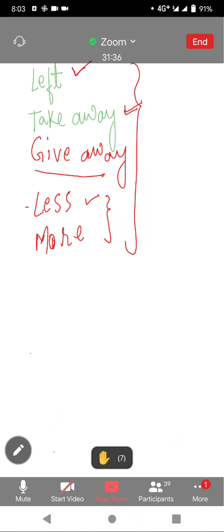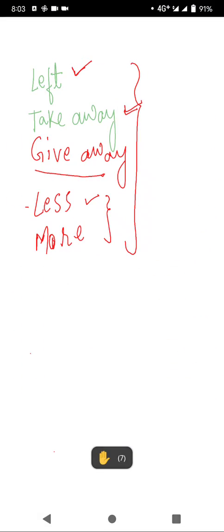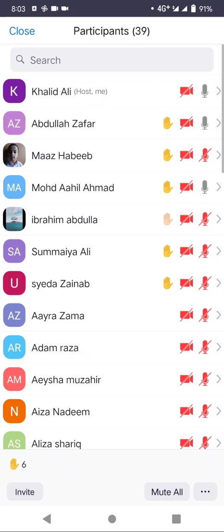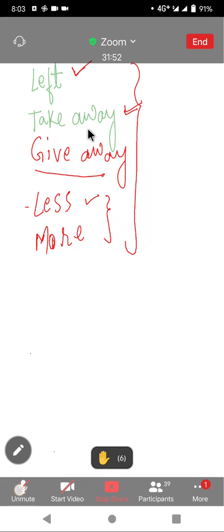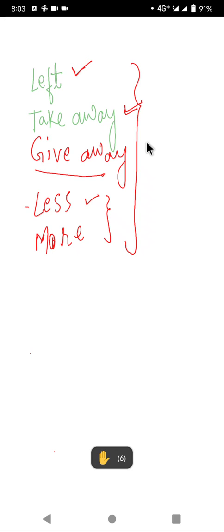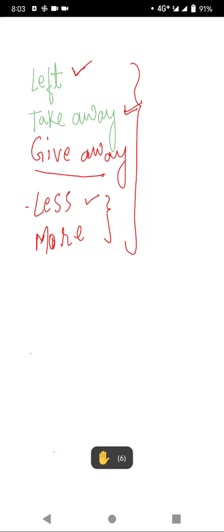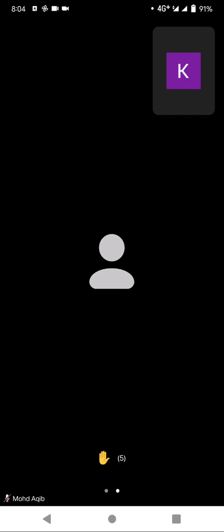Are you getting it, students? Yes, sir. Okay, students, these clues you have to remember: left, take away, give away, less, more. So now let's do it. Everyone come to page number 32, worksheet 4. Now we are going to start. We are going to do worksheet 4.